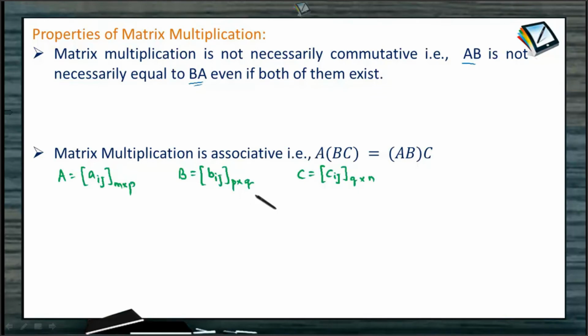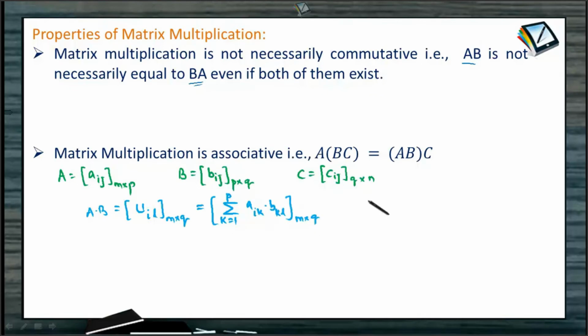Now how will the products B into C and A into B be as per the requirement? The matrix A into B will have entries Uil. And what will be the order of the A into B product? Yes, it would be of order M by Q, where we define Uil as a summation: sigma K from 1 to P, since the number of columns and rows are equal, K runs from 1 to P, Aik into Bkl.